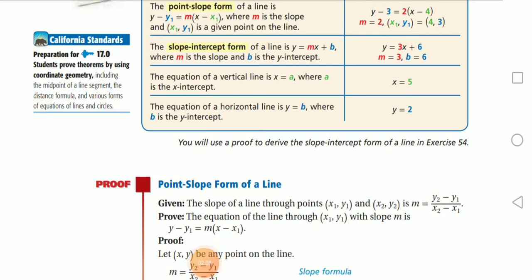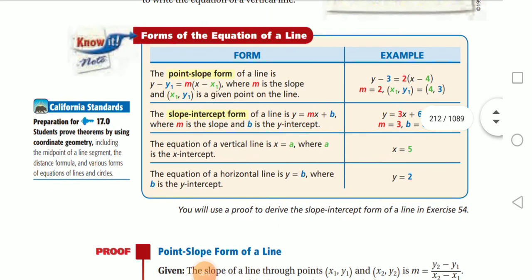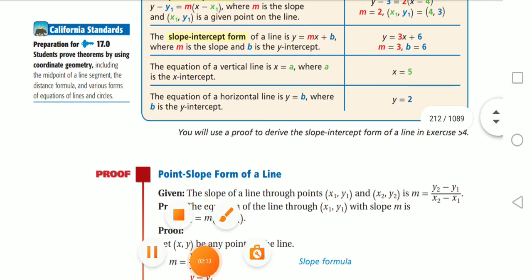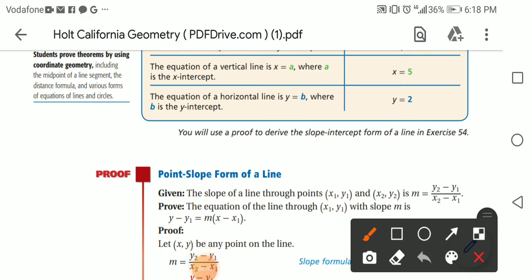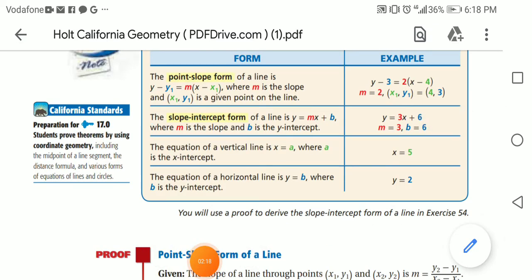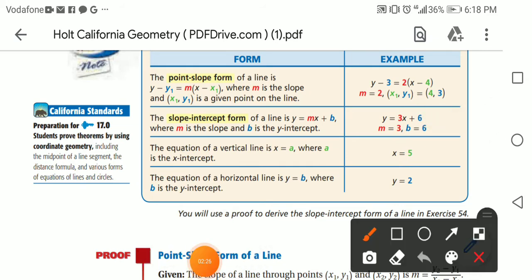I have here another form of the equation of a line, the slope-intercept form. The slope-intercept form of a line is y equals mx plus b, where m is the slope and b is the y-intercept. And this is an example of what I'm saying. Here y equals 3x plus 6. 3 stands for the slope m, as you see, and here b equals 6.